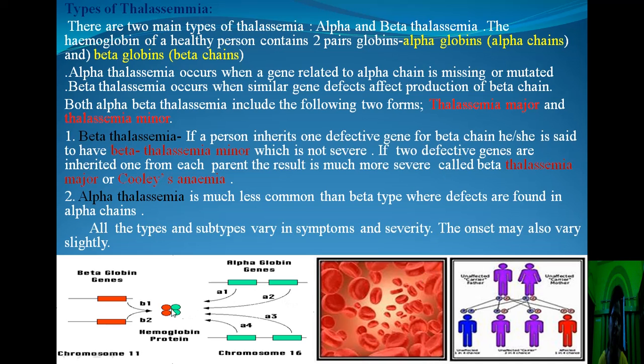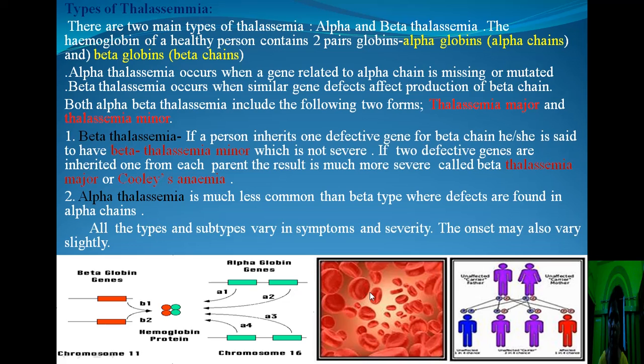Here in this diagram you can see the genes for beta chains. If the genes are normal, the beta chains will be normal. The genes for alpha chains are present here. If the genes are normal, they produce normal alpha chains. Then that will result in the formation of normal hemoglobin. The genes for beta chains are present on chromosome number 11, and the genes for alpha chains are present on chromosome number 16 of the human being.